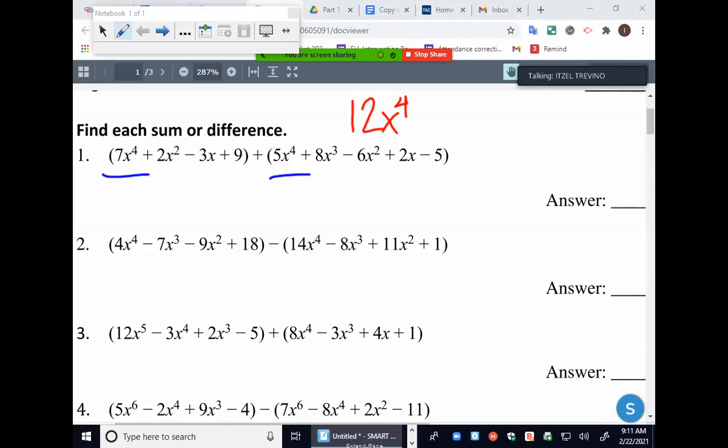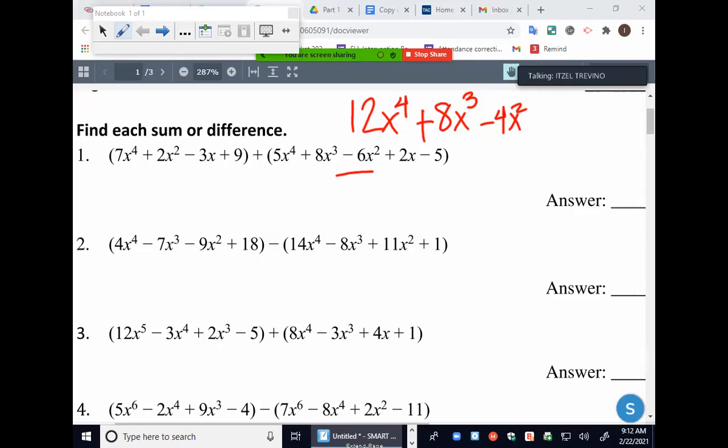And then I'm going to go to the next exponent. After 4 gets smaller, we have 3. The only thing that is cubed is my 8x cubed. So I'm just going to put plus 8x cubed. And I'm going to look for my squares. What I have squared is 2x squared and negative 6x squared. So 2 minus 6 gives me negative 4. My variable and my exponent stay the same.